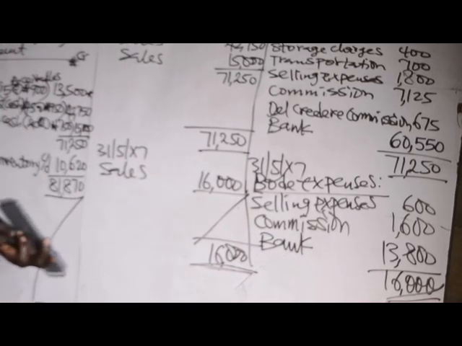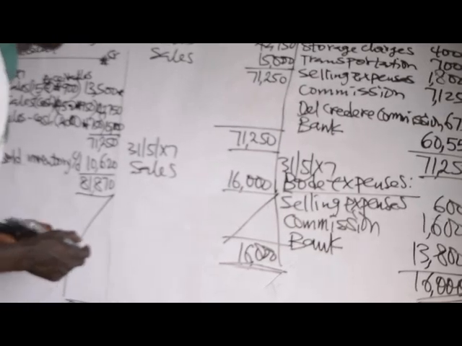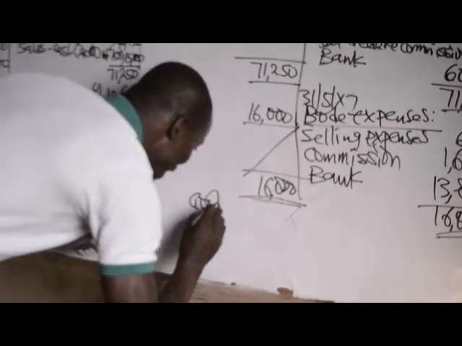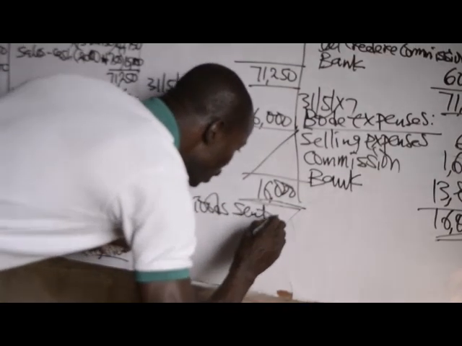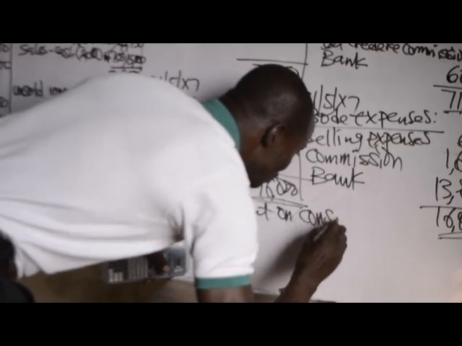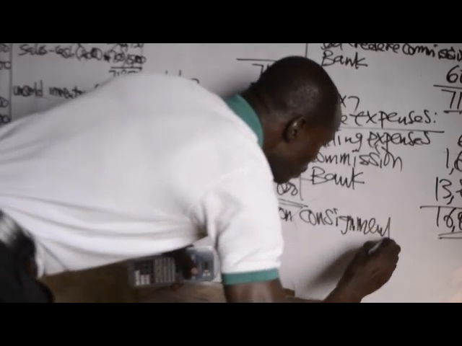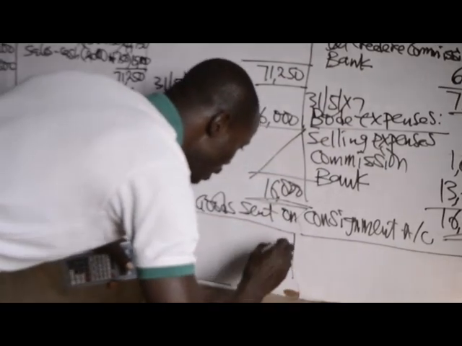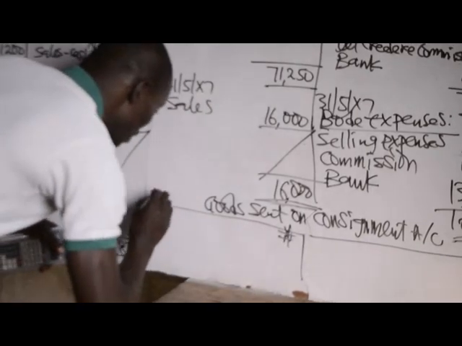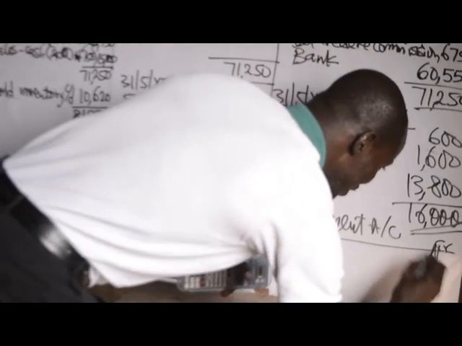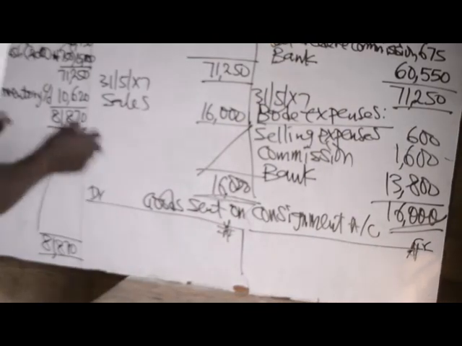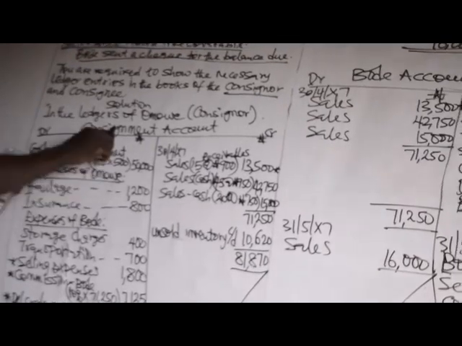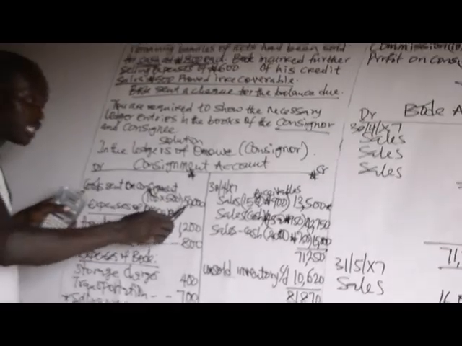The third account that we need to open in the books of Omowe, that is the consignor, is the goods sent on consignment account. So this account we also need to open in the books of the consignor. Now, how much was the goods consigned? Goods sent on consignment was debited to consignment account, and the value of the goods is 50,000.